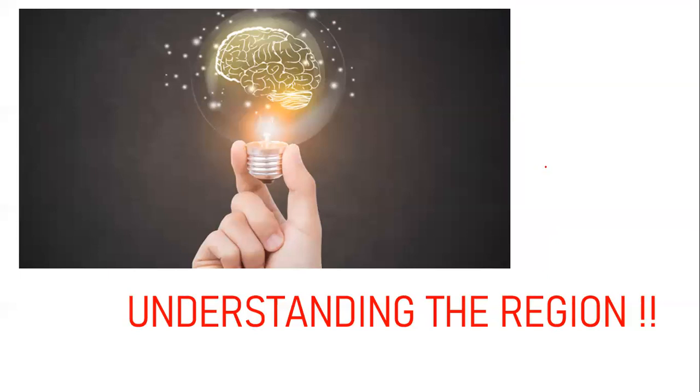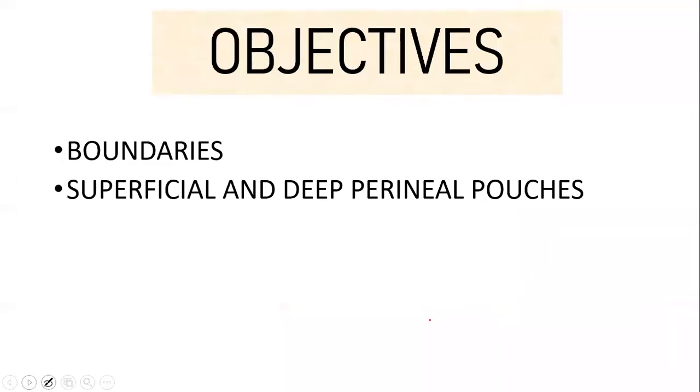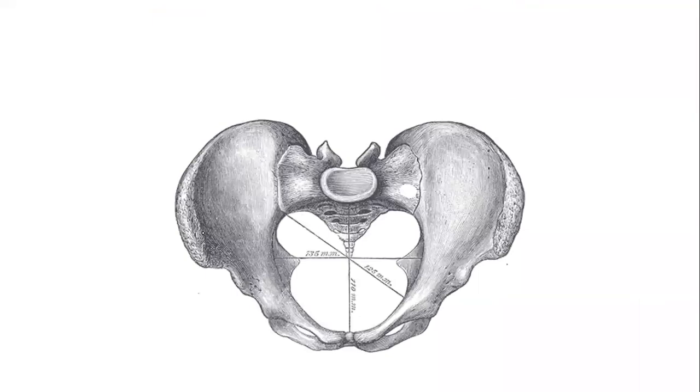What we are going to see today, the objectives. We are going to talk about the boundaries, and a very important point: the superficial and deep perineal pouches, along with the perineal body. We are going to talk about these three things. I have told you already.